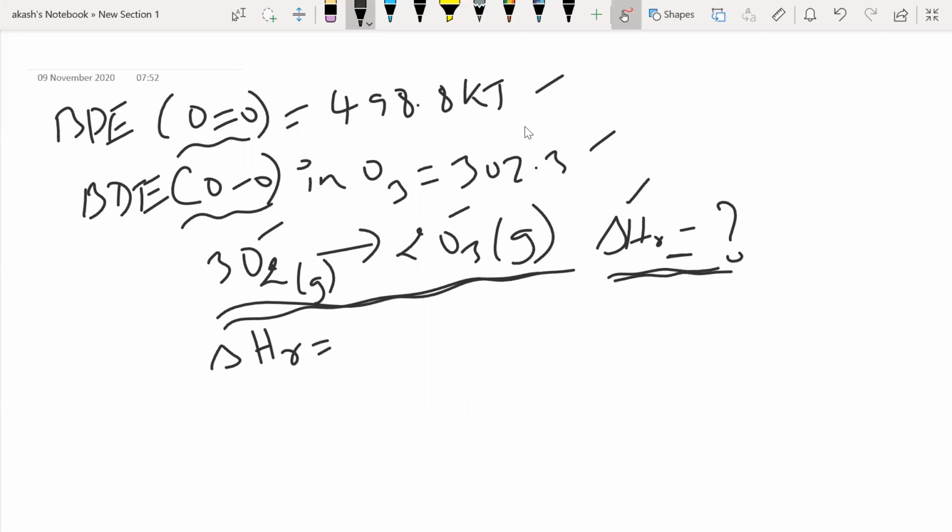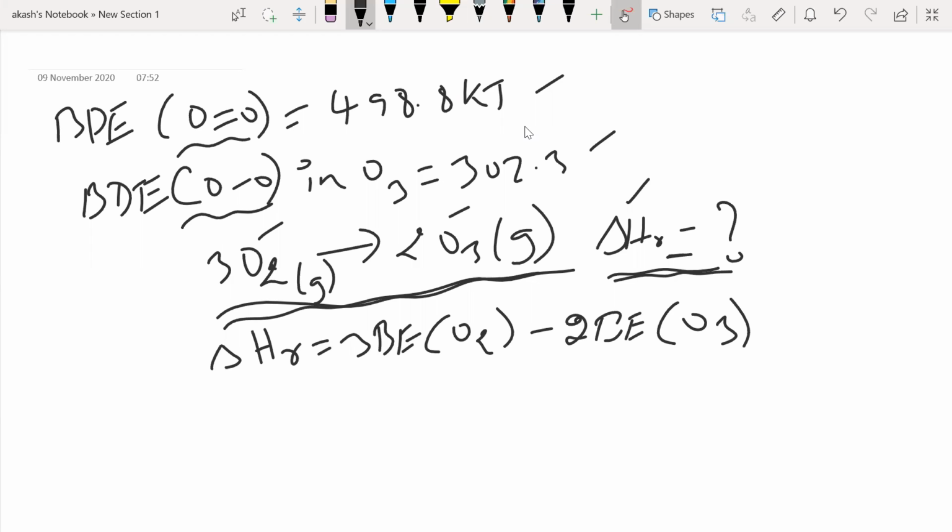Bond enthalpy of O2 minus... No numbers. 3 into bond enthalpy, sir. Correct. So 3 into bond enthalpy of O2, then minus 2 into bond enthalpy of O3. Yes, minus 2 into bond enthalpy or enthalpy of atomization of O3. Okay, done. Now, obviously, bond enthalpies are not directly given to us.